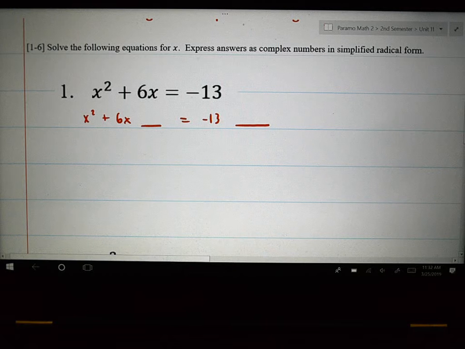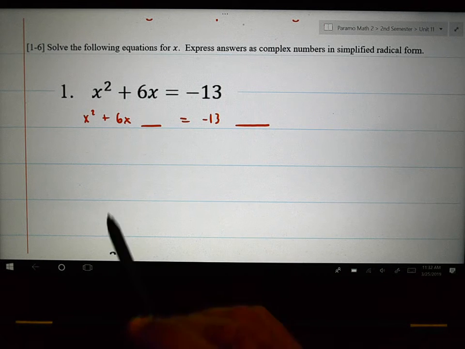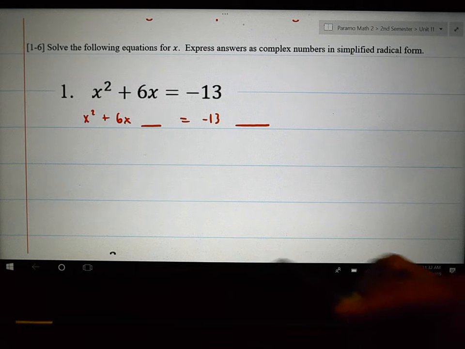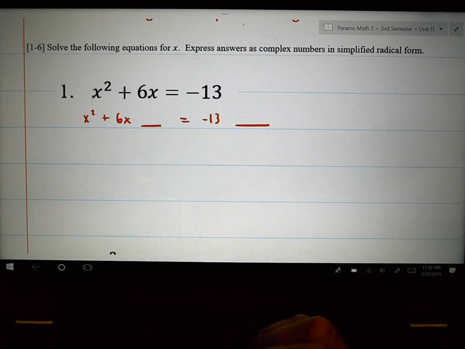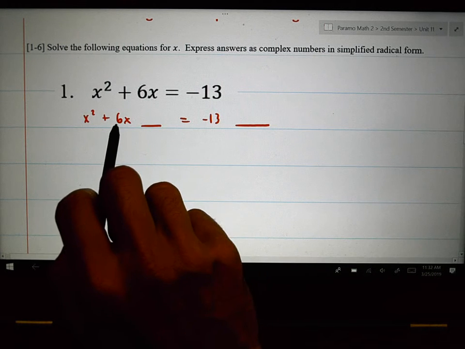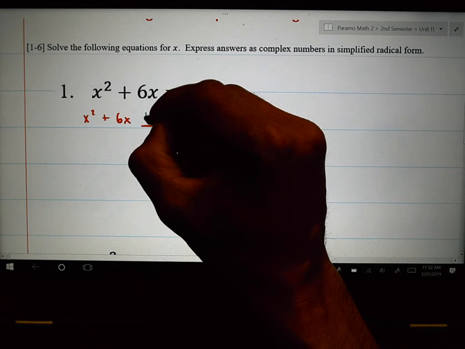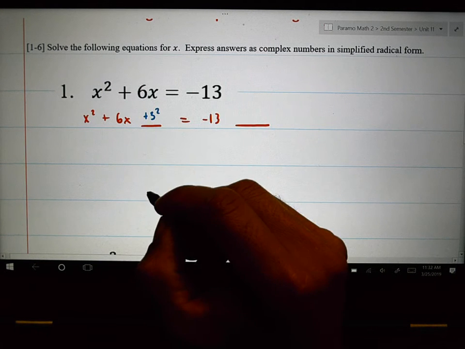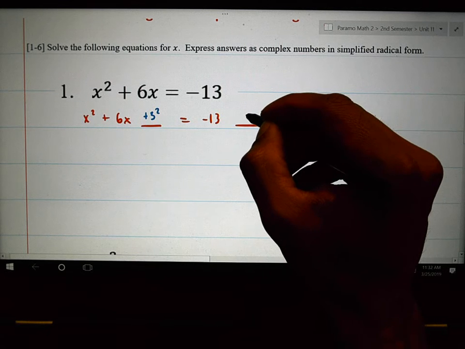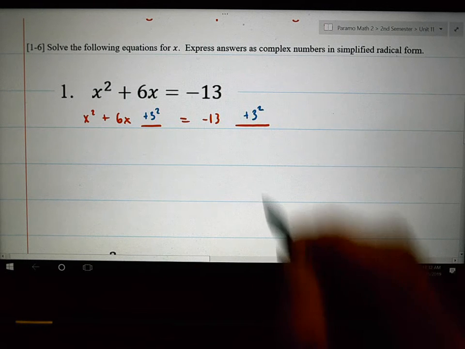Step 3 says you add something in the underscore. Hopefully you remember what it is. It's half of b squared. What's b? 6. What's half of it? 3. We add 3 squared to the left side in the underscore. We add 3 squared to the right side in the underscore.